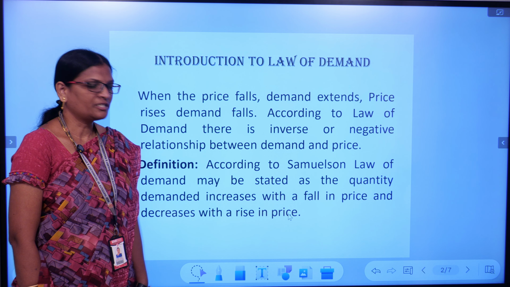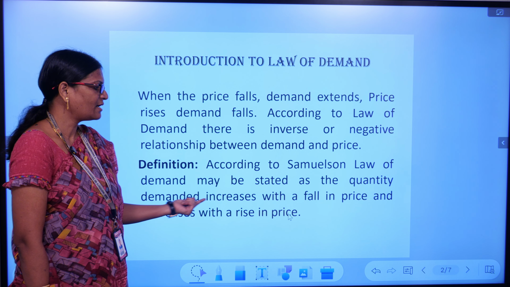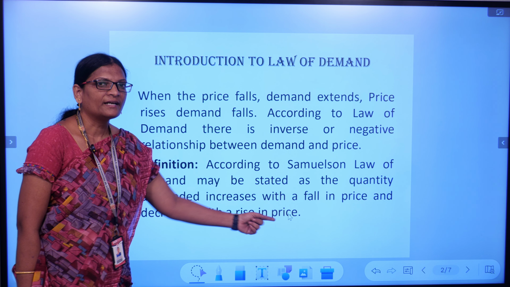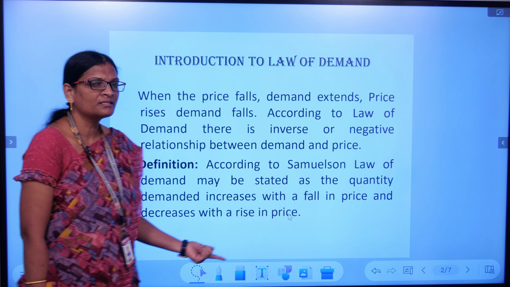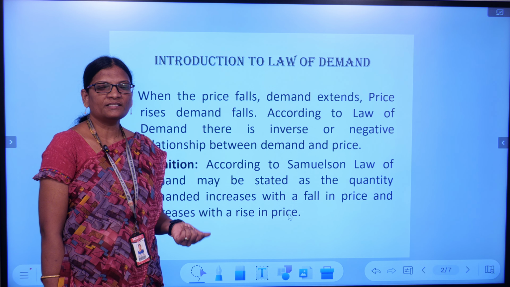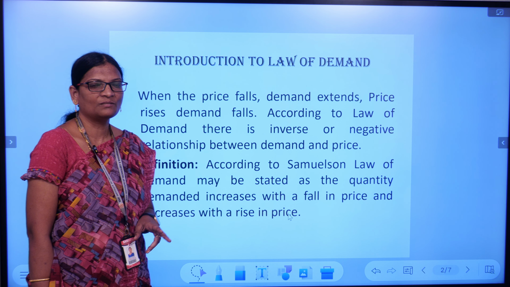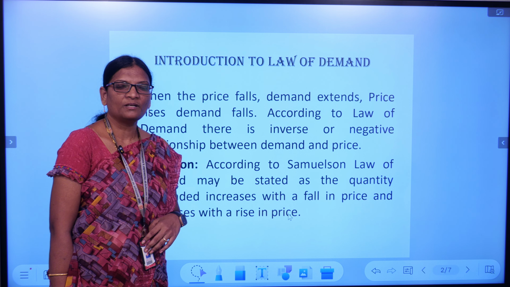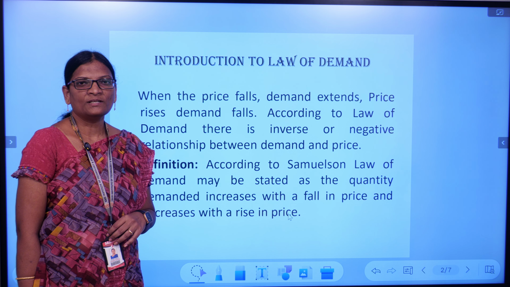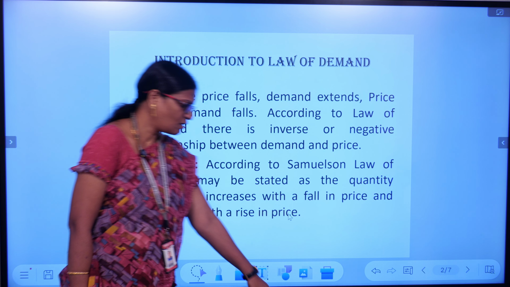When coming to the definition, according to Samuelson, law of demand may be stated as: the quantity demanded increases with a fall in price and decreases with a rise in price. So the overall meaning is, when price increases, demand will decrease. When price reduces, demand will increase. So that relationship is called inverse relationship. According to the law of demand, we can see an inverse or negative relationship between price and demand. That is called law of demand.